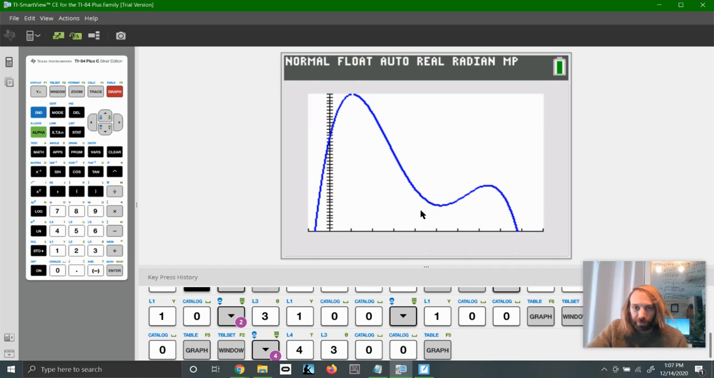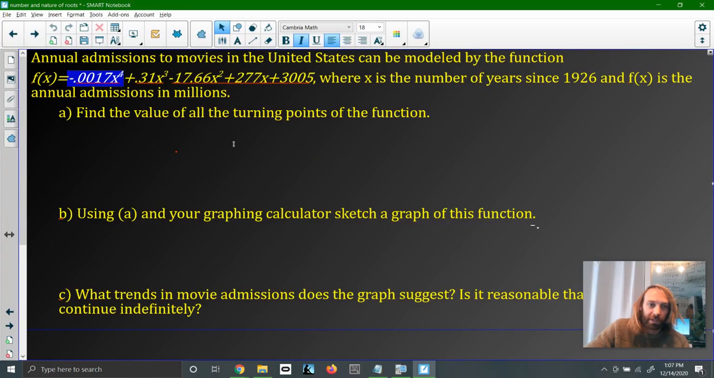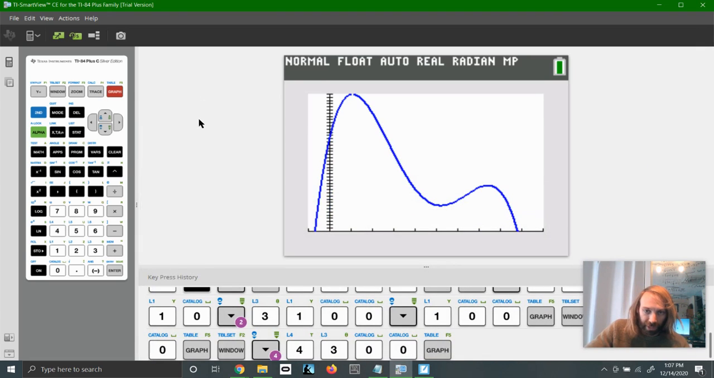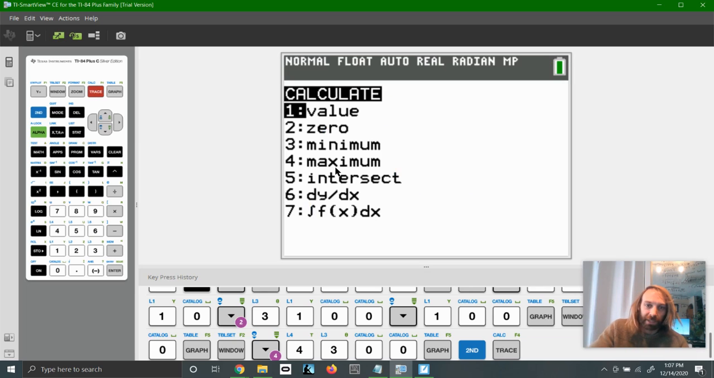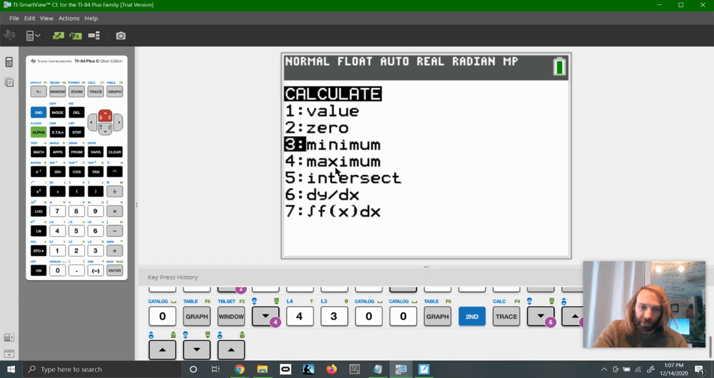And I want to show you some buttons on your calculator that are going to help you find, the way I word it here, the value of all the turning points of the function, so any maximum and minimum for it. To do that on your calculator, you just go second trace, which is calc. There's a bunch of really useful stuff in here, but these are the two we're going to use: minimum and maximum. You're going to be able to do this on your calculator, where it's going to literally tell you that turning point.